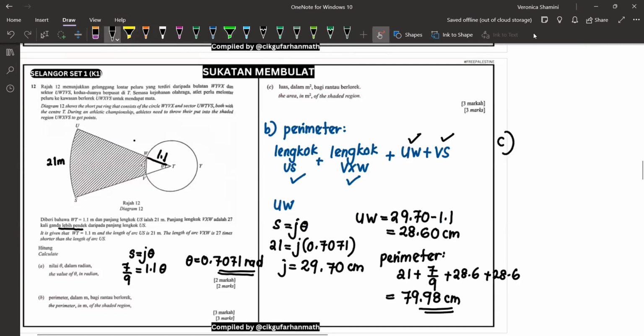Okay, kawasan berlorek means, okay, see we identify dulu. Okay, ni the whole thing kan. Ni yang, what is that? The big sector, PUS. Ni tak nampak macam sector ni. Okay. PUS. Okay. Lepas tu, teacher kena tolak with this entire sector. Betul tak? Kena tolak dengan yang ni.